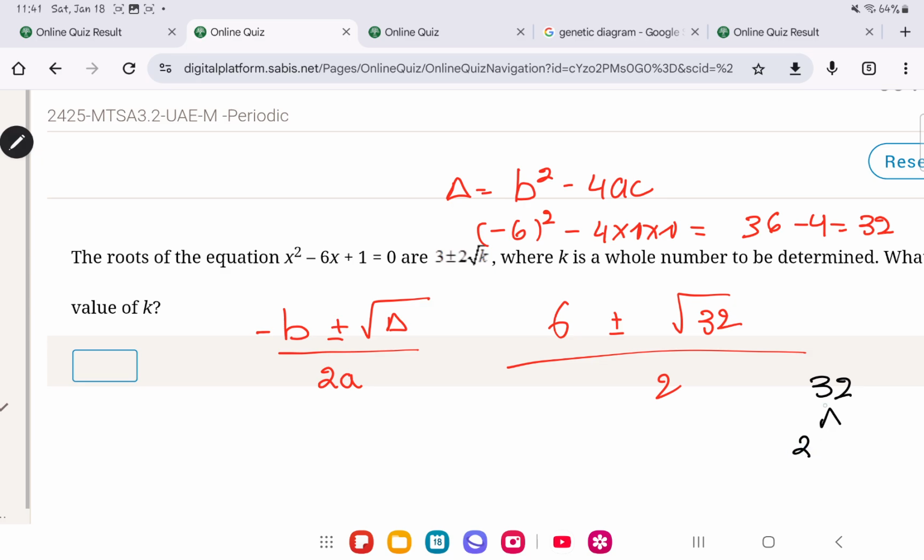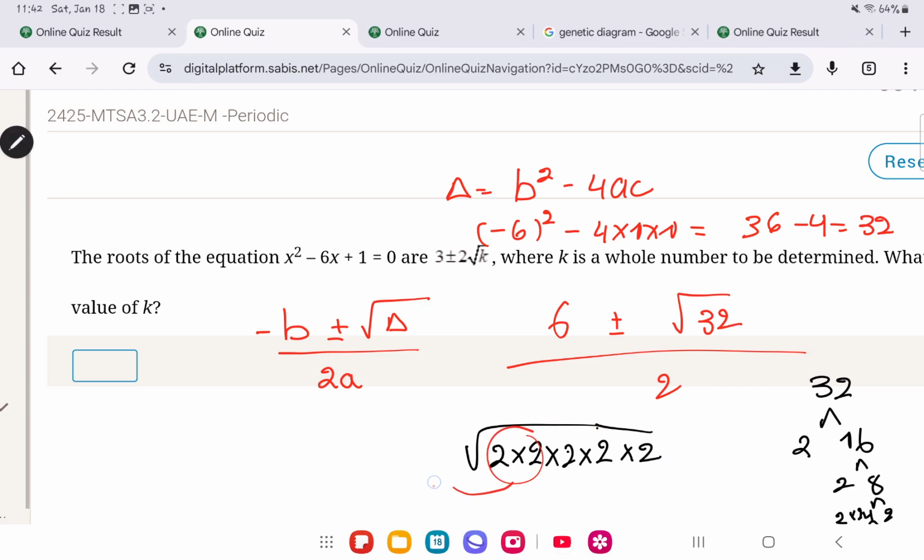It's going to be 2 times 16, and then 16 is 2 times 8, and then 8 is 4 times 2, and then 4 is 2 times 2. So radical 32 is 2 times 2 times 2 times 2 times 2. For every 2 of the same, we take one outside: 2, 2. So that leaves us with 4 radical 2.